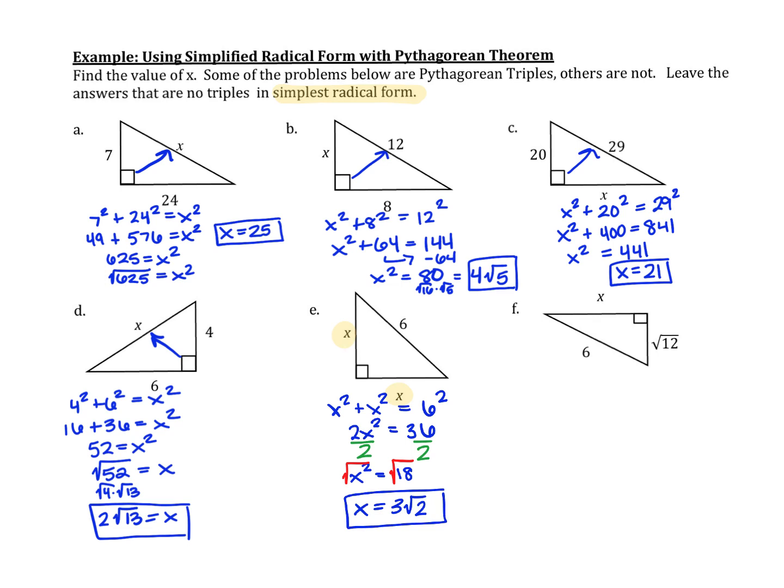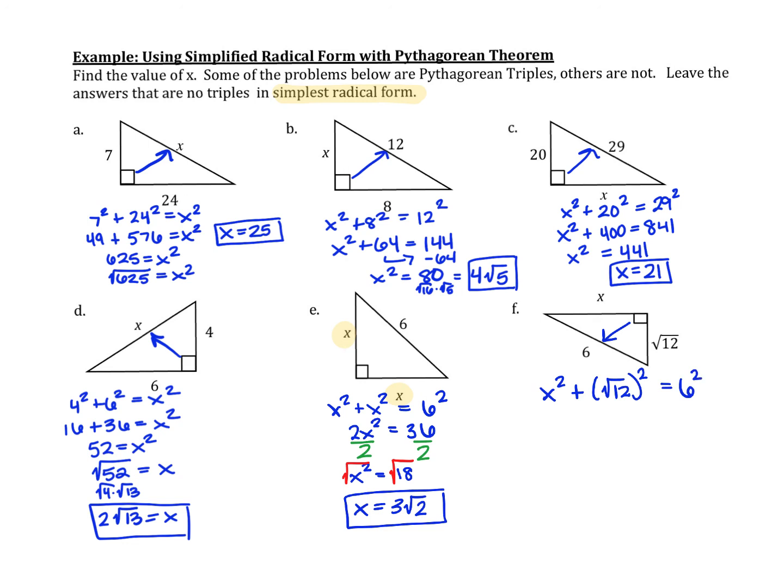Okay, last one looks a little bit different than the others as well, because now we have a radical as one of the legs, but that's okay. Don't let that scare you. So we have x squared plus the square root of 12 squared equals 6 squared.